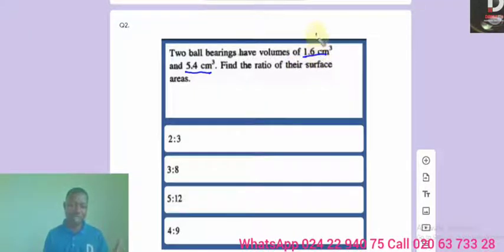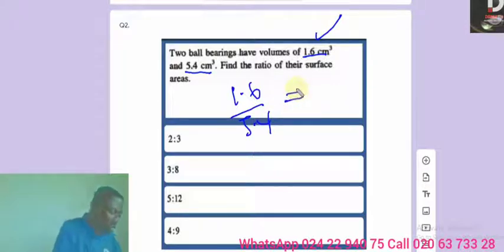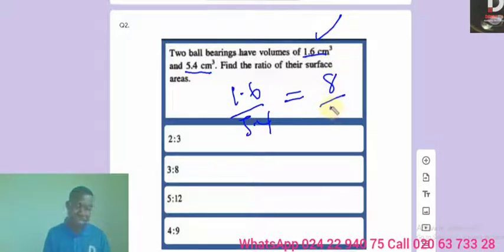So I'm taking the first one as my image. So my scale factor is image 1.6 over object 5.4. I am done. Are you okay? That's it. So what do I have? 1.6 divided by 5.4. I get 8 over 27. But remember, the items given to us are volumes, not length.